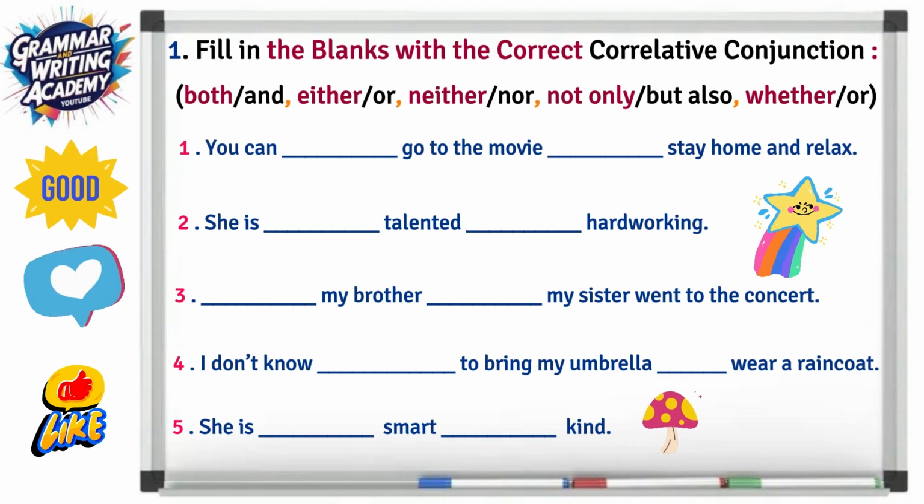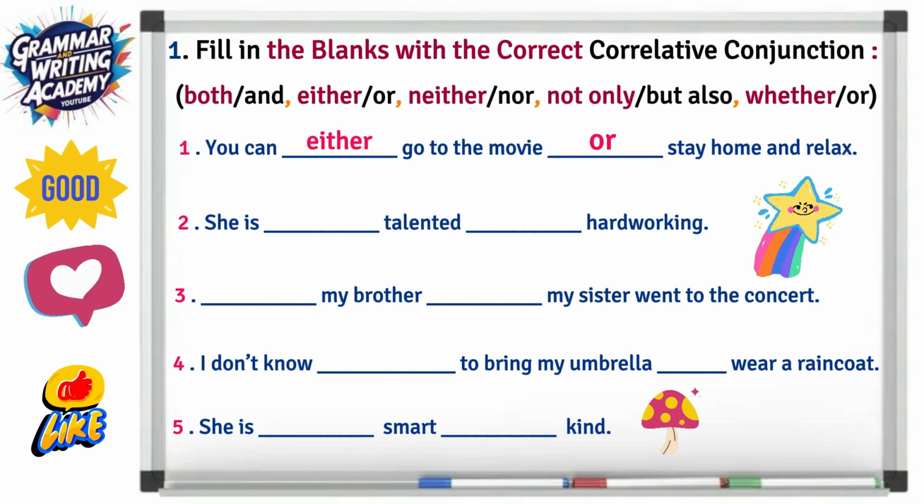Now let's check the answers. Question 1. The answer: either... or. You can either go to the movie or stay home and relax. We use either... or when we are choosing one of 2 options, not both. Here, the person must choose between going out or staying home.